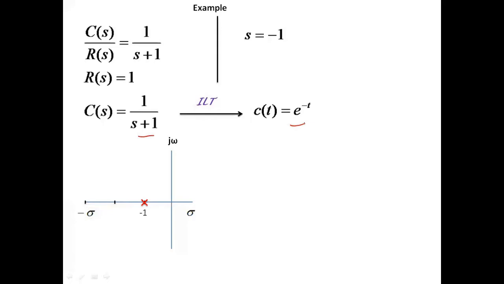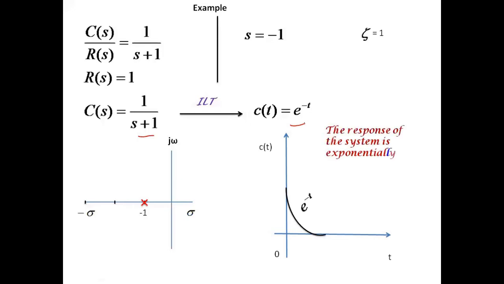Let us look into the graphical representation of c(t). From the graph, it is very clear that the response of the system is exponentially decaying. You can relate this condition with zeta is equal to 1, in which we obtained the roots to be real and identical, and they were on the negative real axis.